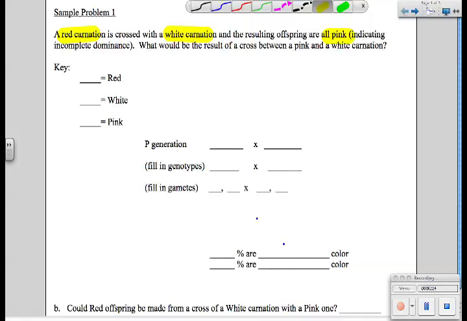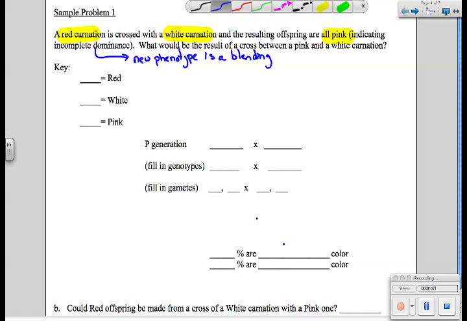The way I know it's incomplete dominance is that in incomplete dominance, we end up with an entirely new phenotype. And that new phenotype is a blending of the two parental phenotypes, the red and the white. Both of these are dominant and neither one can control the other one. So the result is that they both show up in a blended fashion. The problem asks me what would the result be of a cross between a pink and a white carnation.